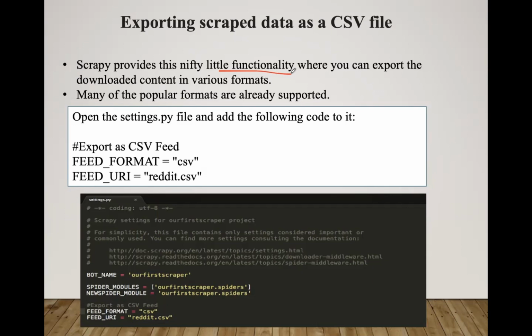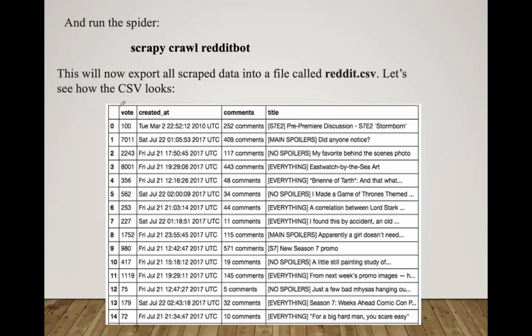So if you open the settings.py file, so initially we saw two important files, right? And one among them is settings.py. So when you open that file and add the code like this, feed format equal to CSV, feed URI equal to reddit.csv. So after this, you need to run the spider with the help of this command, scrapy crawl reddit bot. So this actually exports all the scraped data into a file called reddit.csv. And the CSV file looks something like this, where we have author, created at, comments, and title.